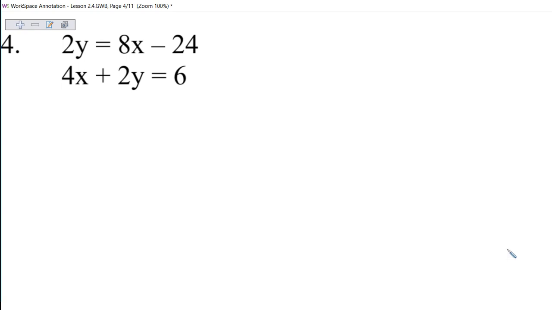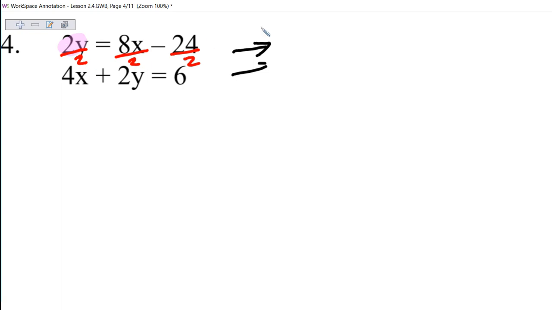Now for number 4, for substitution, you have to have a variable by itself. Do we have a variable by itself? No. So if there's not a variable by itself, you'll have to solve for a variable. So which variable is close to being by itself? Yeah, this 2y right here. How would I get rid of the 2? Yeah, so all 3 of these need to be divided by 2. So 2y needs to be divided by 2, 8x needs to be divided by 2, and the -24 needs to be divided by 2. And I'll rewrite the equations out to the side.